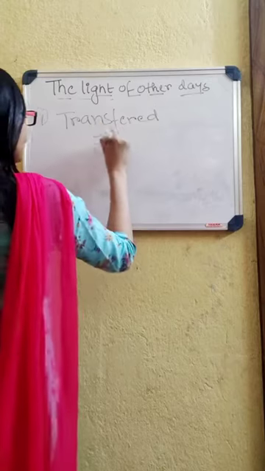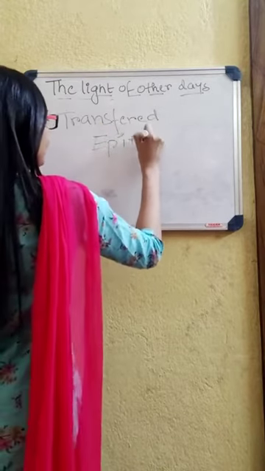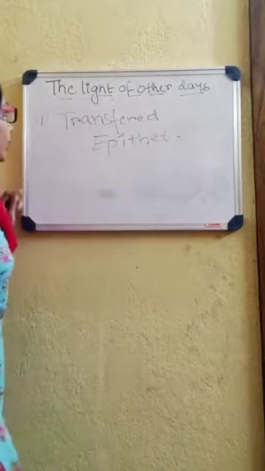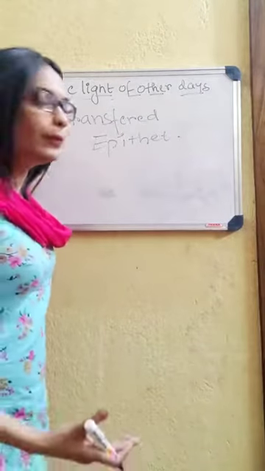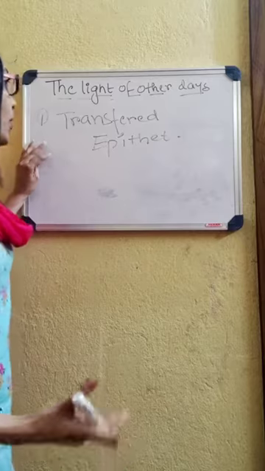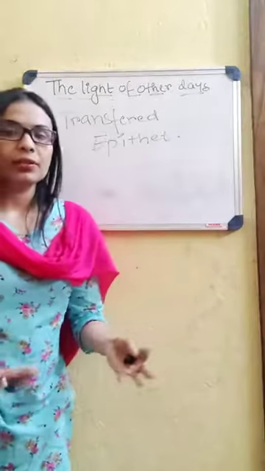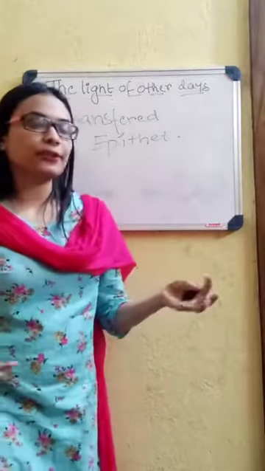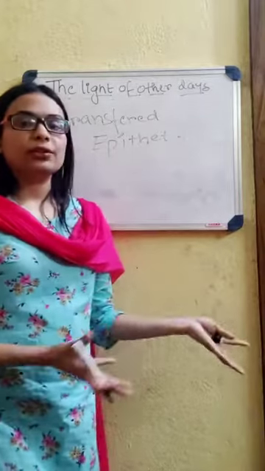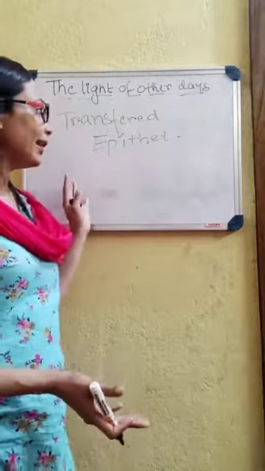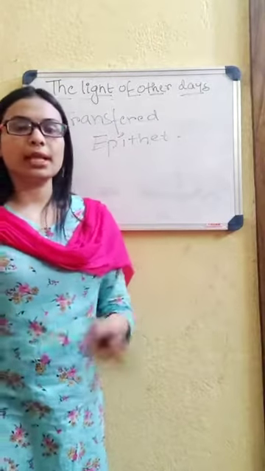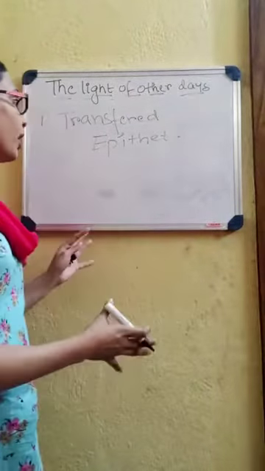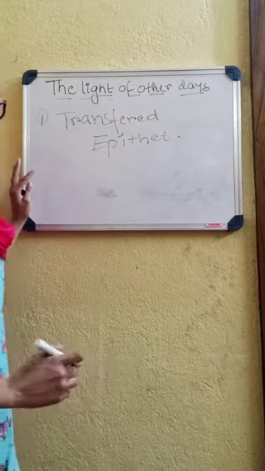Now what is transferred epithet? E-P-I-T-H-E-T. Transferred, I guess you can understand the meaning of the English word. Transfer means to transfer something to another place. For example, if we transfer a thing to another place. But here we are not transferring a thing to another place, we are transferring one meaning to another meaning.